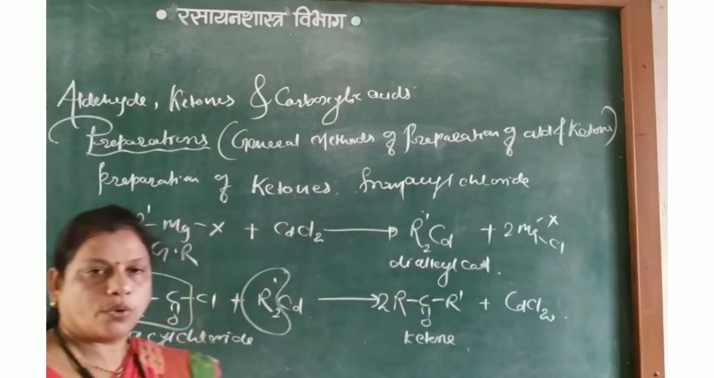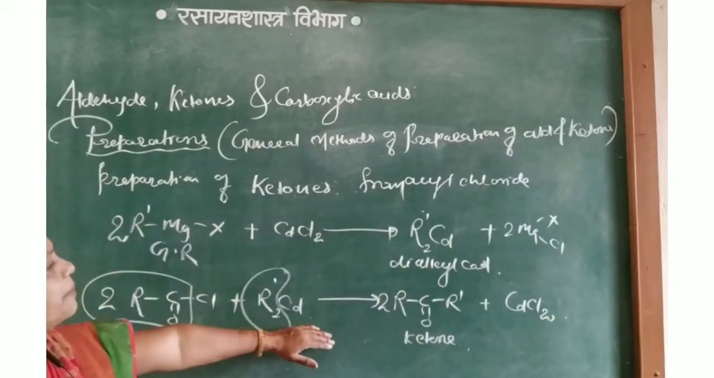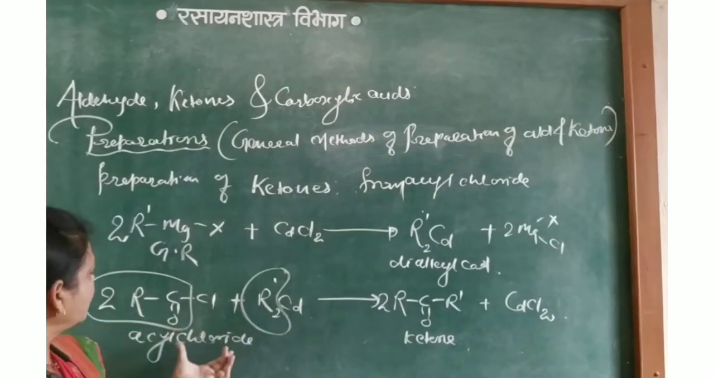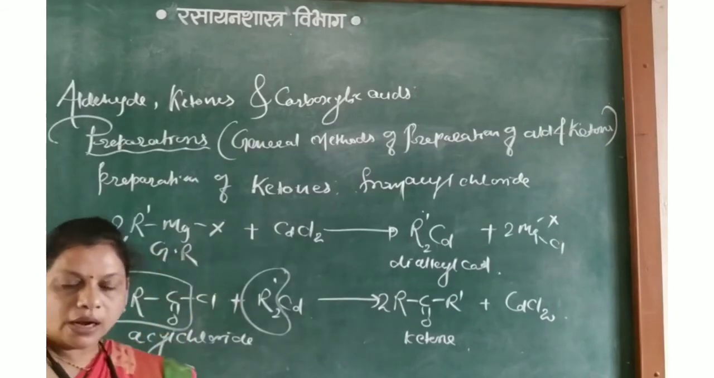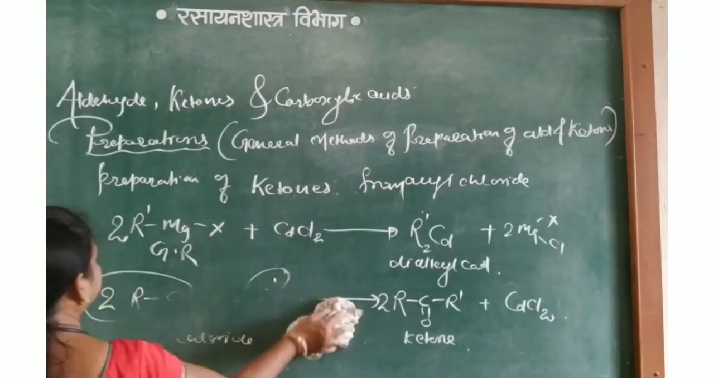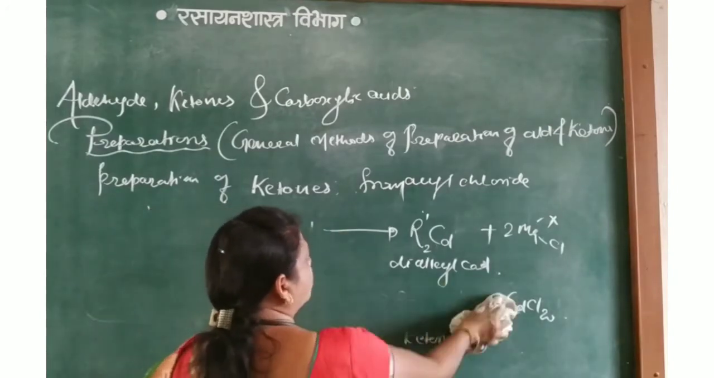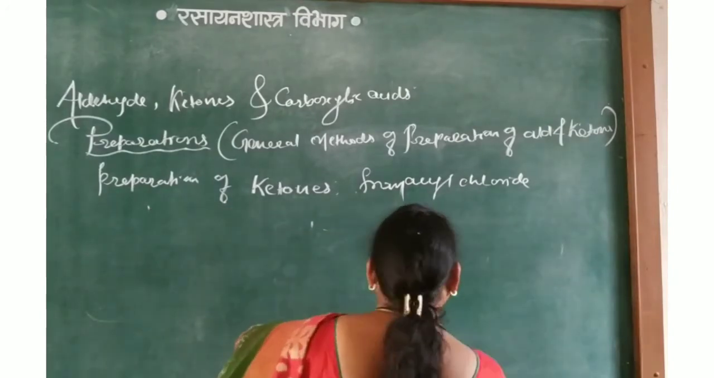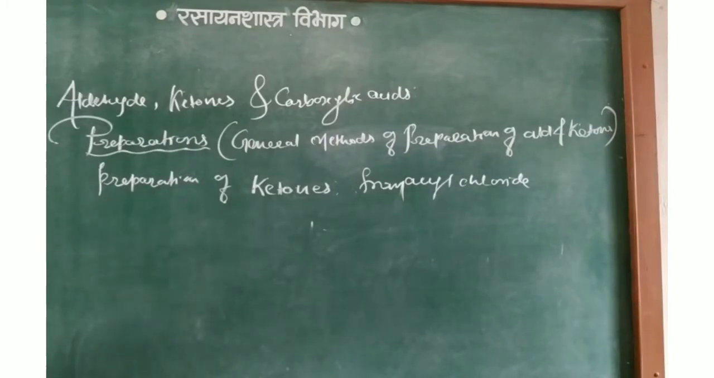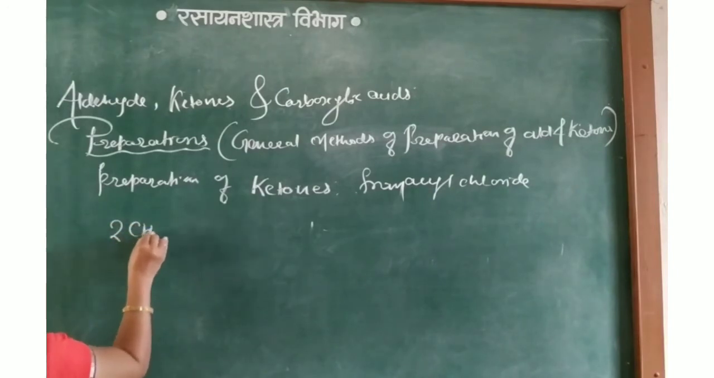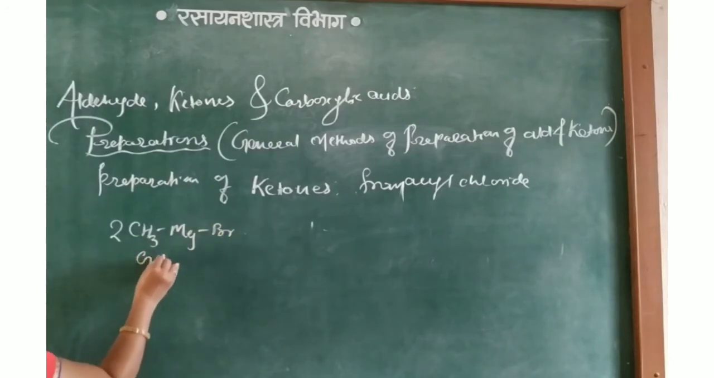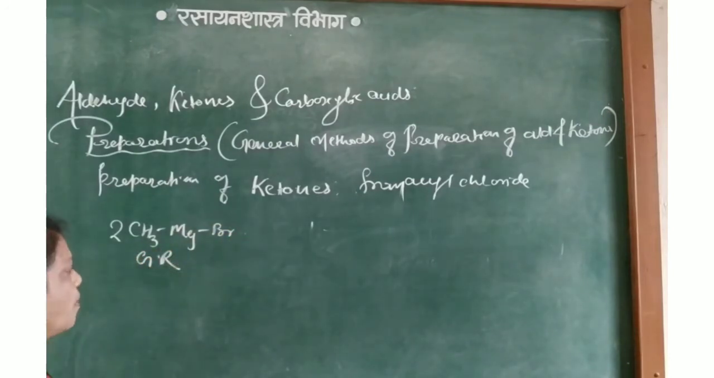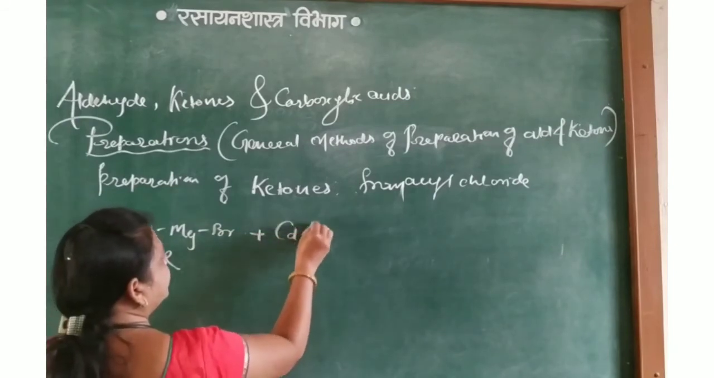CdCl2, cadmium chloride. Okay, so this is the general method of preparation of ketone from acyl chloride with the help of Grignard reagent. Okay, now we are going to discuss an example of this. How is dimethyl ketone obtained from acetyl chloride? Okay, so here twice CH3MgBr, the Grignard reagent, that is methyl magnesium bromide, plus here CdCl2.